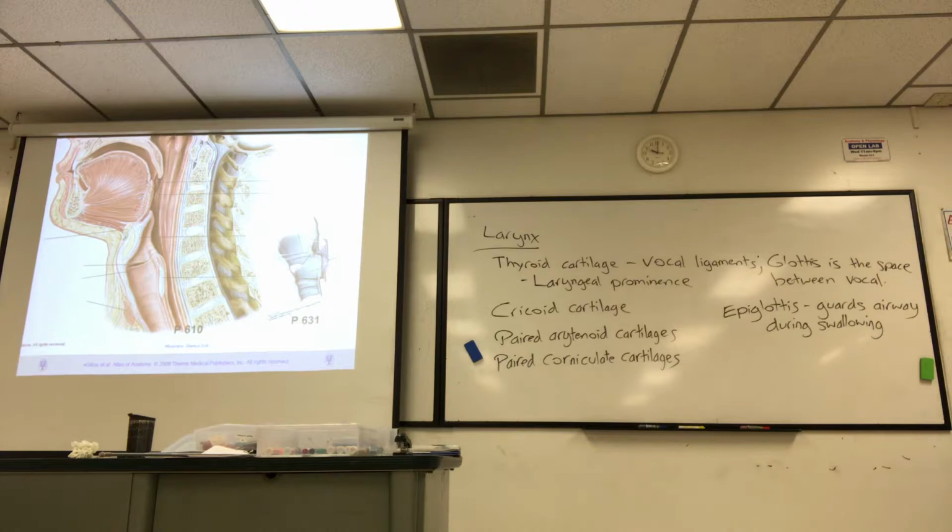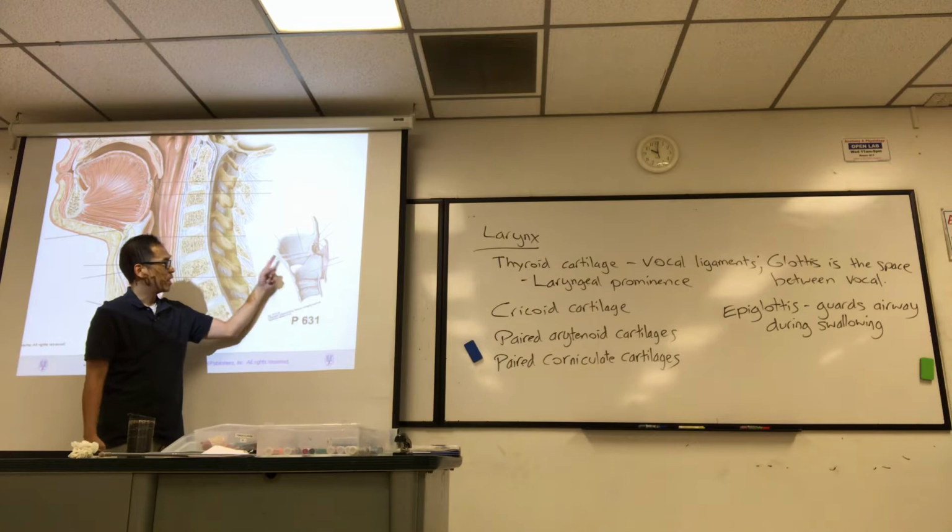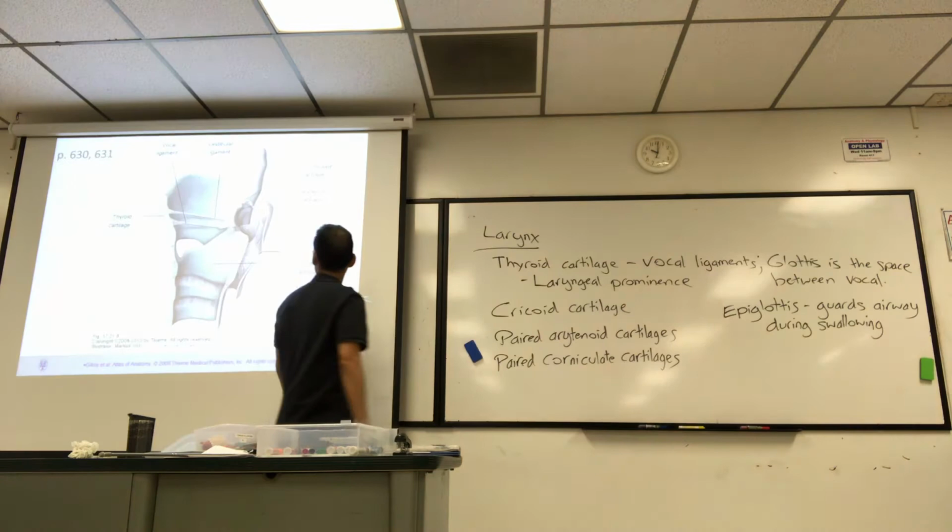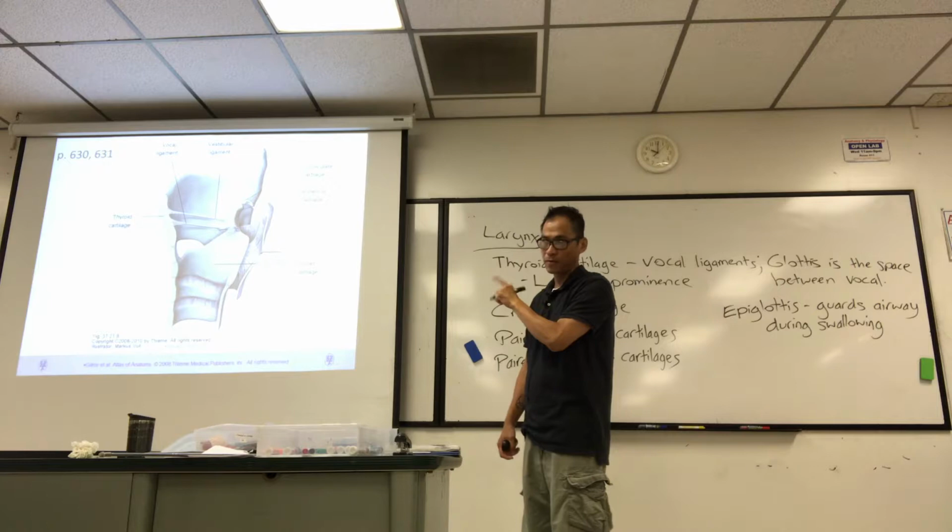Okay, here's another view. This is the sagittal section we looked at earlier. This is the larynx sagittal section. And it's a good picture to look at because you can visualize these two ligaments right there. The superior ligament is the vestibular ligament. The inferior ligament, that's our vocal cord. That's the vocal ligament that produces sound.